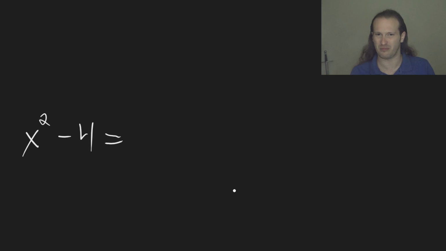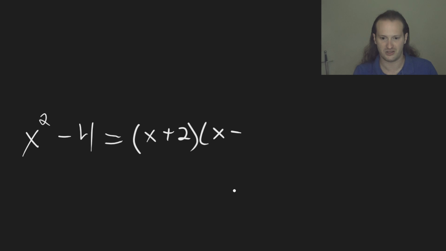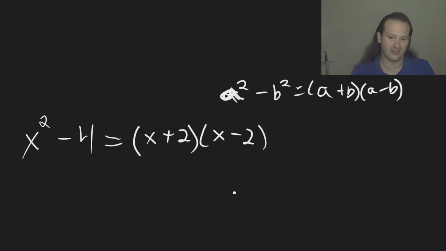Well, you just follow the pattern that we learned when we first learned difference of squares. We can go backwards. So it's just going to be x plus 2, x minus 2. Following that pattern, that's what this turns into.